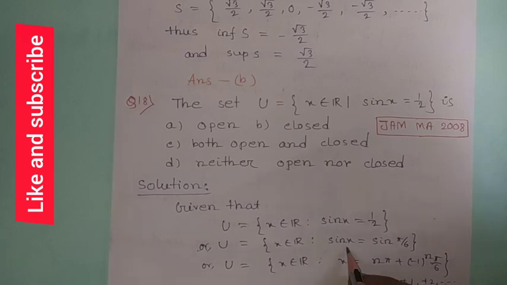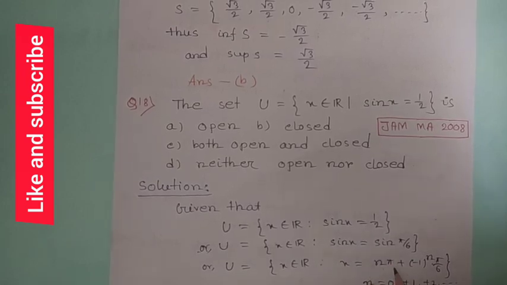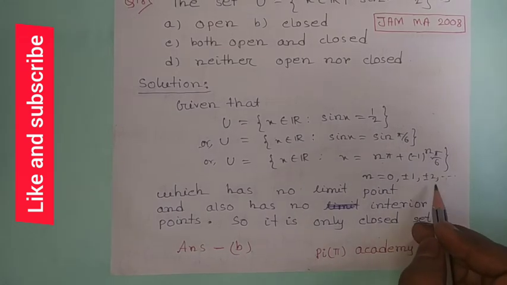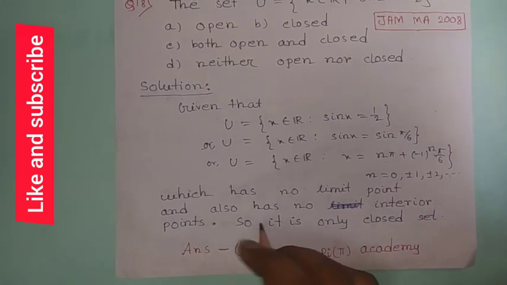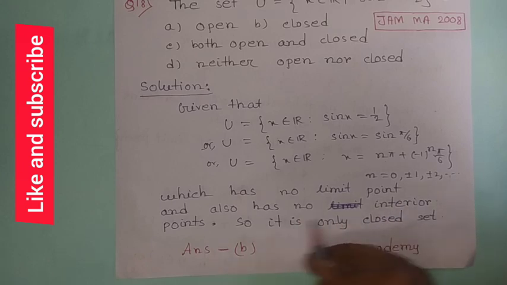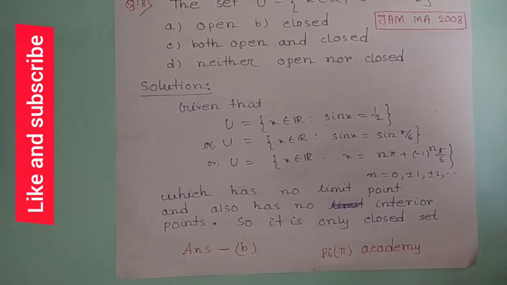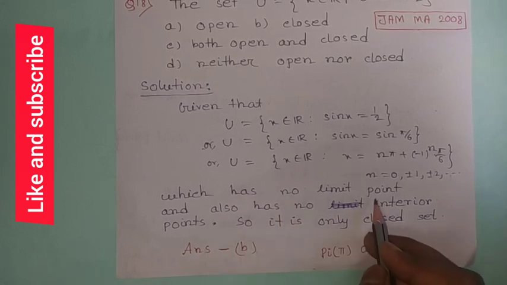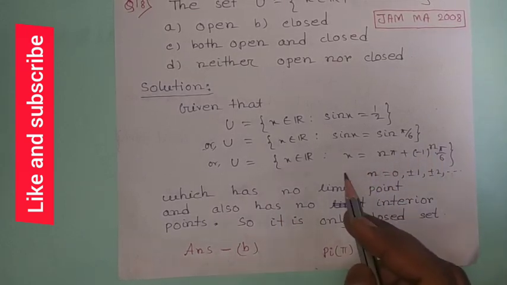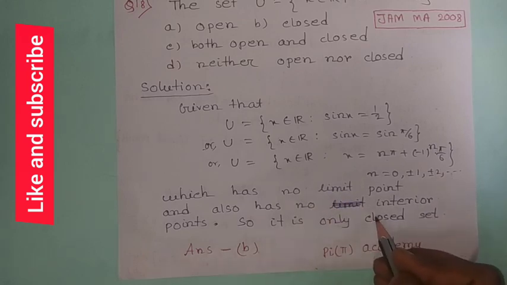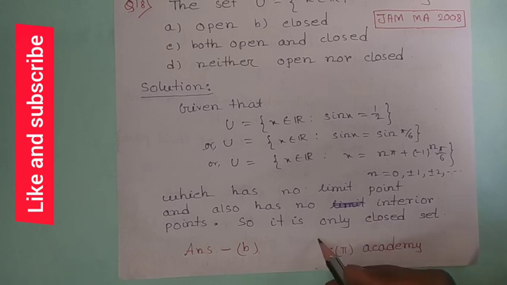if sin x equal to sin alpha, then x equal to n pi plus minus 1 whole to the power n into alpha. Here alpha equal to pi by 6, where n equal to 0, plus minus 1, plus minus 2, and so on, which has no limit point and also has no interior point. So it is only a closed set. So our option B is true. And why does it have no limit point? Because all the points are its isolated points. Therefore it has no limit point and no interior point, from the definition of interior point. So it is only a closed set.